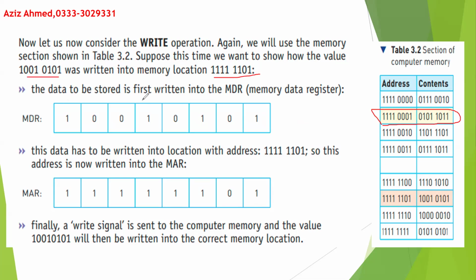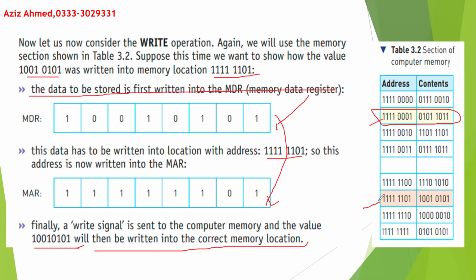The data to be stored is first written into MDR. This data has to be written into the location with this address. The address is generated basically in memory, so this address is now written into MAR. This data has to be transferred into this address. Address is carried by MAR, data carried by MDR. Finally, a write signal is sent to computer memory, and the value, any kind of data, will then be written into the correct memory location. This was read and this was written. Got the idea?